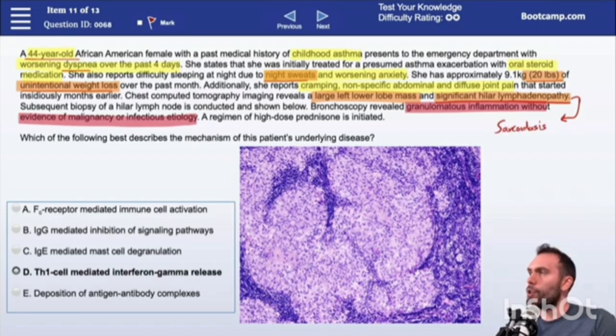Typically, sarcoidosis tends to affect African-American females. This is usually the classic way this is asked about. It doesn't have to be, but it's the classic patient you're going to see this in, usually middle-aged patients also. So this is very classic for sarcoidosis. And the other thing, besides the significant hilar lymphadenopathy, is this lymph node biopsy, which is showing something very classic: non-caseating granulomas.